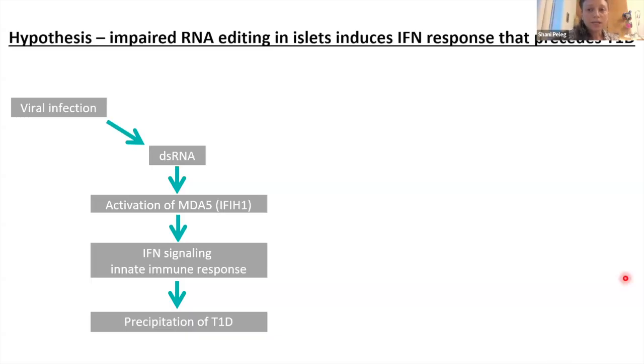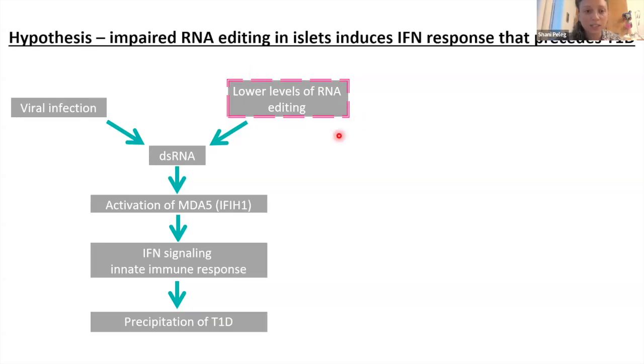So in our work, we propose an alternative model that could explain the interferon response that precedes type 1 diabetes. Maybe the origin of this double-stranded RNA isn't viral, but endogenous, which could result from lower levels of RNA editing. This would then lead to the accumulation of double-stranded RNA, the sensing of the double-stranded RNA by the double-stranded RNA sensor Th1, inducing interferon signaling and innate immune response, and maybe under the wrong genetic background, this could lead to type 1 diabetes.